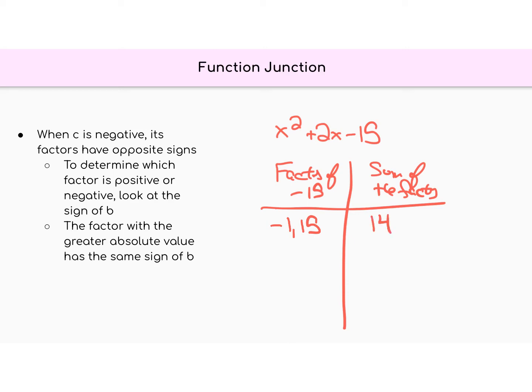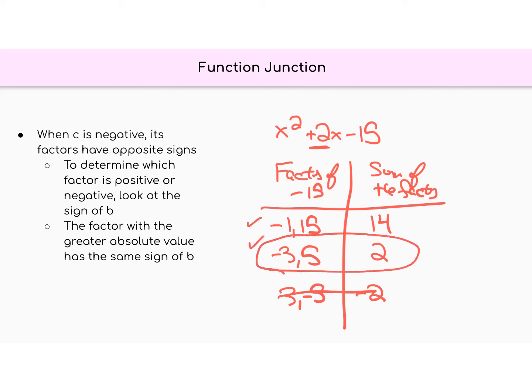Okay, the next pair would be negative 3 and positive 5, and that would give us a sum of the factors of positive 2. Okay, so if I did something wrong, if I put, let's say, positive 3 and negative 5, well, the sum of those factors would be negative 2. I don't want any negatives in this example because my b term, when I add them, has to be a positive. So these are really the only two pairs of factors that would work. This is the one that's correct, and the way that I would write it in factored form would be x minus 3 times x plus 5.